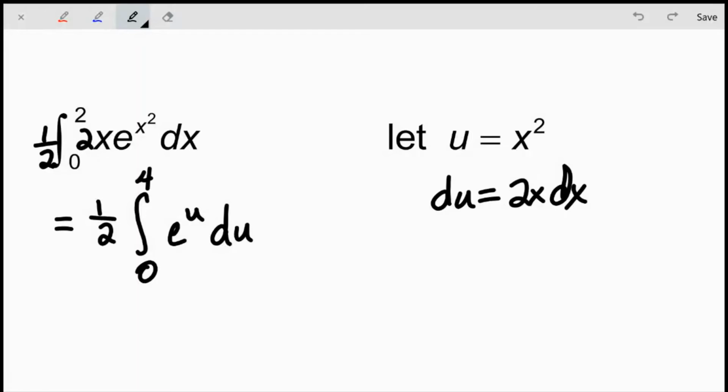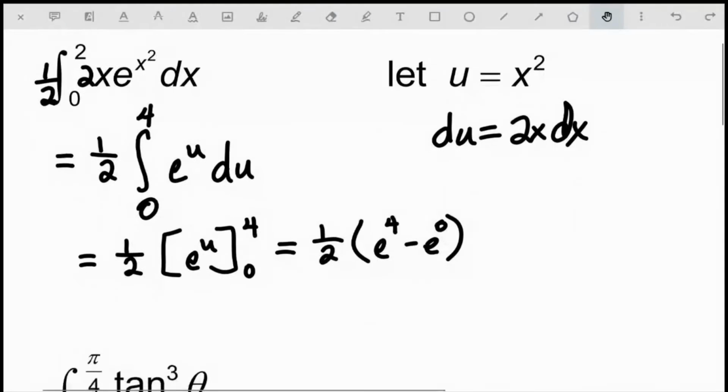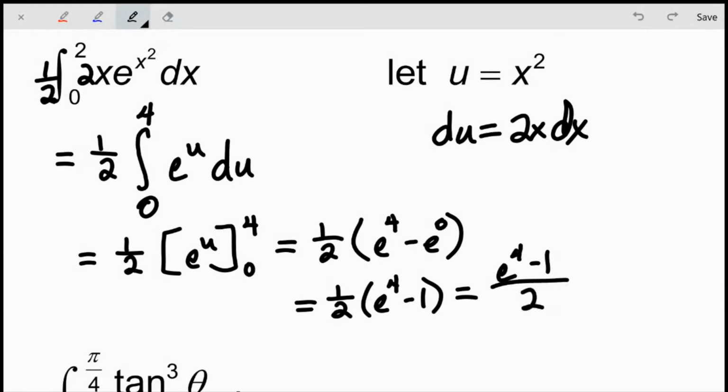And now you can see I've got a really simple integral here. I'd have 1/2. Antiderivative here is e to the u. I'm going to evaluate that from 0 to 4. And in the end, I'm going to get 1/2 times e to the 4th minus e to the 0. This is another one of those problems where I can write it in a couple of different forms. This would also be the same thing as 1/2 times e to the 4th minus 1. Or I could write it as just a rational expression, e to the 4th minus 1 over 2. All of those are equivalent.